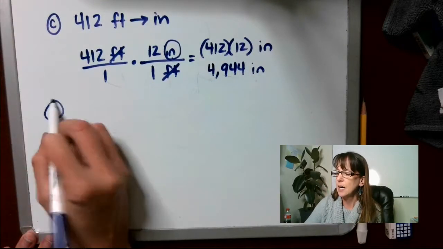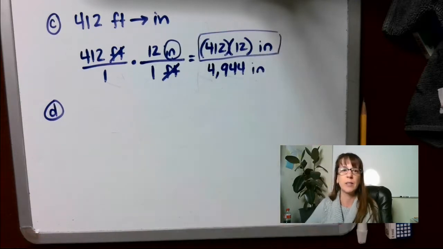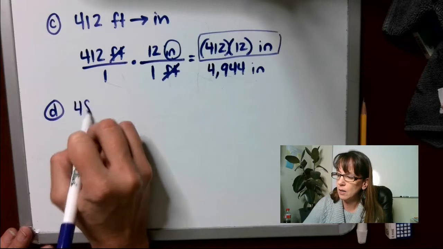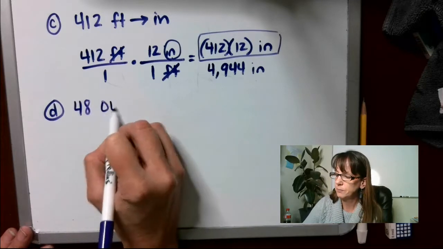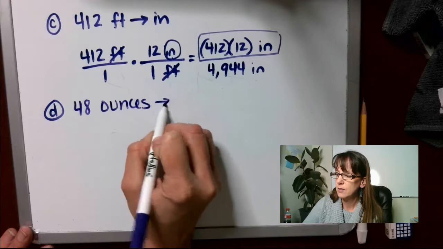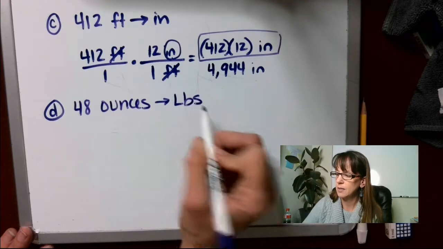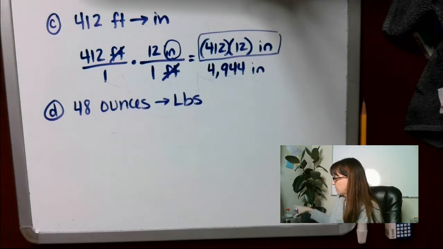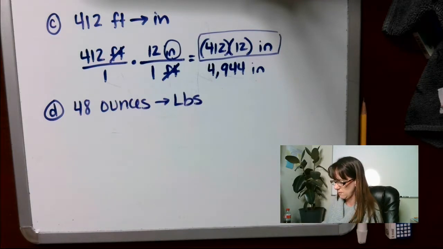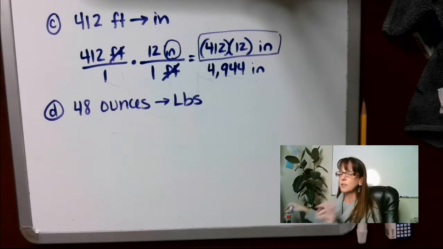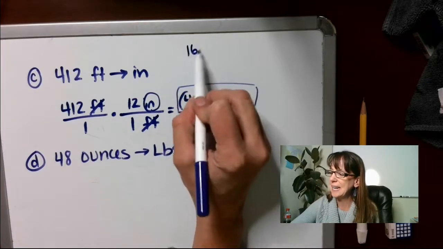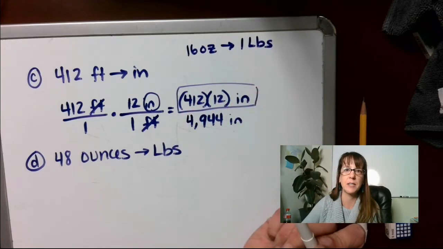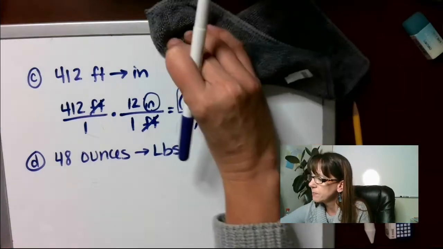All right, D. I'm most worried about this part right here. So for D, we have 48 ounces to LBS. Oh, I probably should have told you this one. Go back to your notes. You should write this one down. 16 ounces in 1 pound. Make sure that that one's down, okay? 16 ounces in 1 pound.